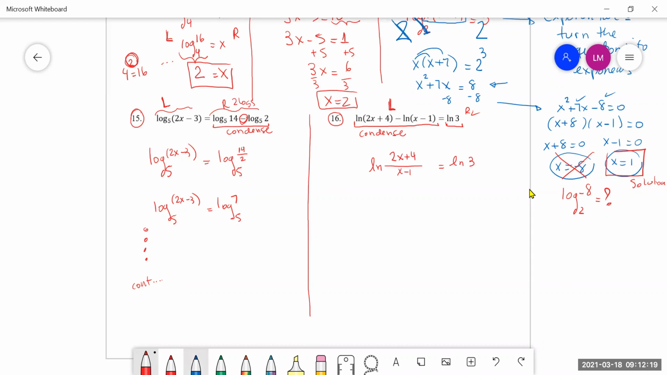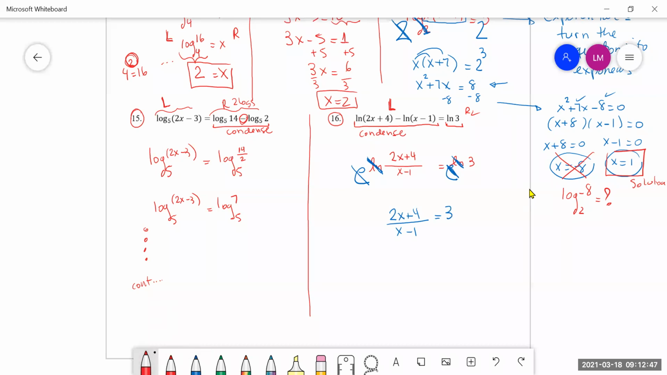I'm going to exponentiate. I'm going to turn my equation into exponents. But since it's ln, we're going to use base e. The e and the ln, or the log base e, will undo each other. And we're going to have 2x plus 4 all over x minus 1 equals 3.